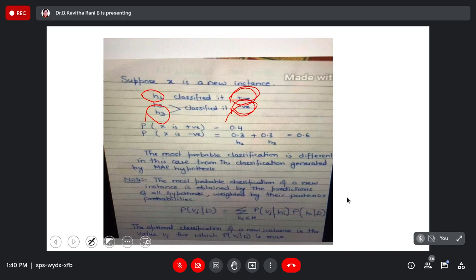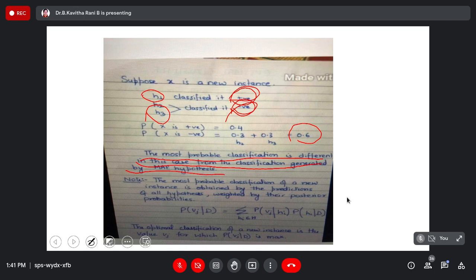But if we see the negative class probability, if you add both of them together, what do we get? The negative class gets 0.6. So its probability is higher. So whatever result we are getting is not correct. The most probable classification is different in this case from the classification generated by the MAP hypothesis.